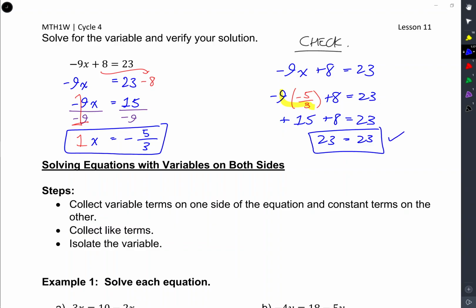So we have something that's true, and that true statement is really just going to confirm the fact that our solution is x equals -5/3.